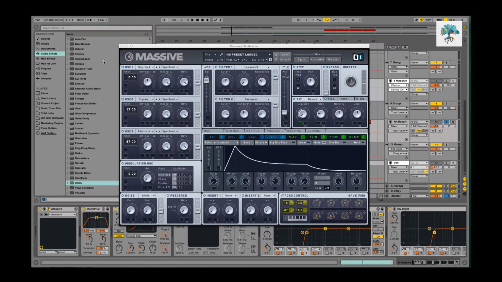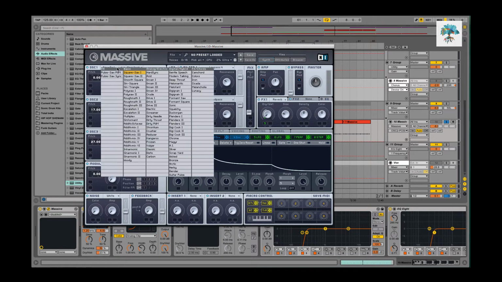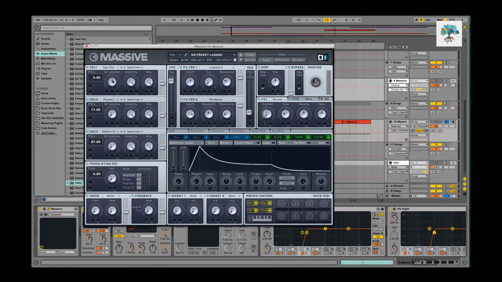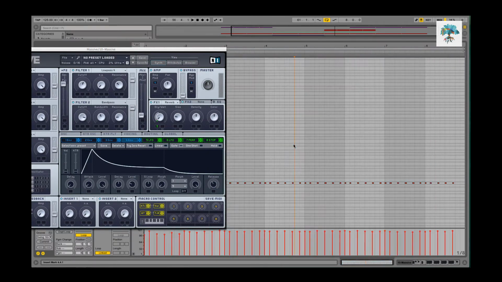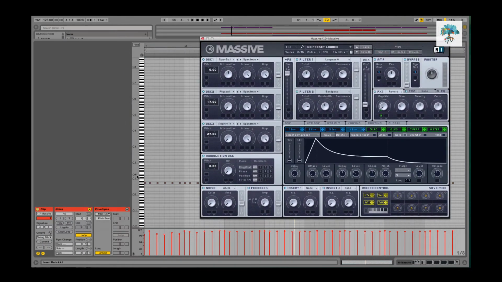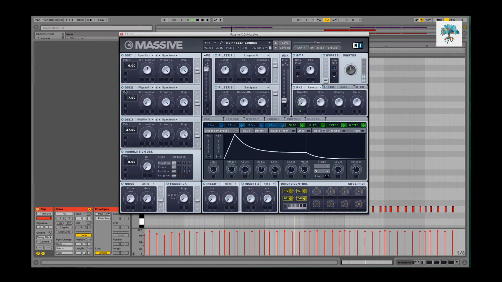Let's see, how did I get this sound? So I obviously went to File, New Sound, and started off with square saw, which I believe is the first one. This time it's actually in the middle. I played A, okay. And then I added a second oscillator in, a poly saw.